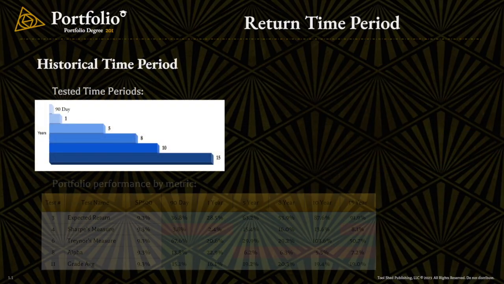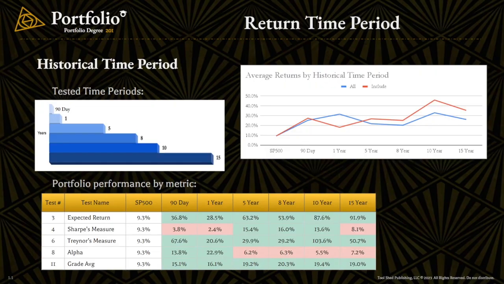The last topic I want to cover in this section is the return time period. This is in reference to the returns used to calculate your metrics and the historical time period that they cover. We tested a 90-day return, a 1-year return, a 5-year return, 8-year return, 10-year return, and a 15-year return. You can see the results here.